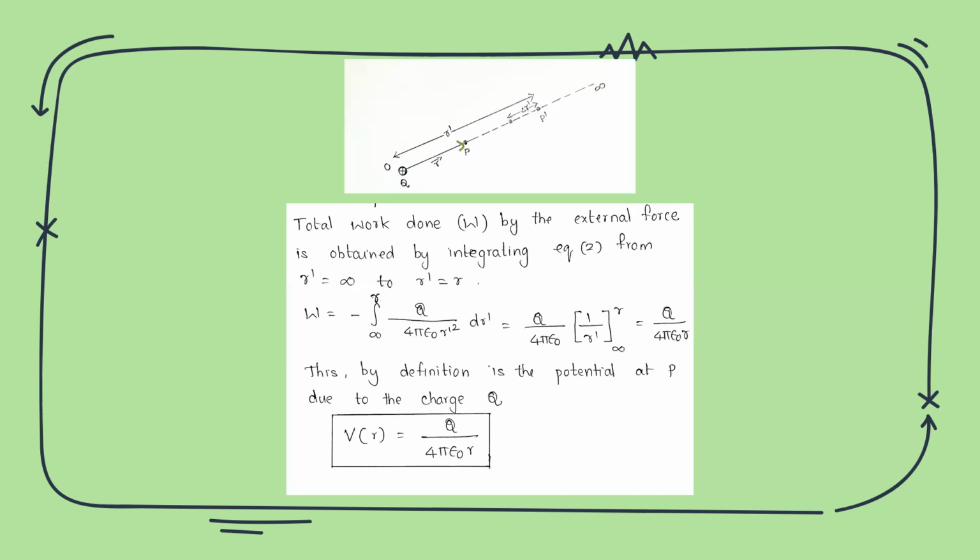Therefore, potential at the point P, that is V of R, is equal to Q by 4 pi epsilon naught R.